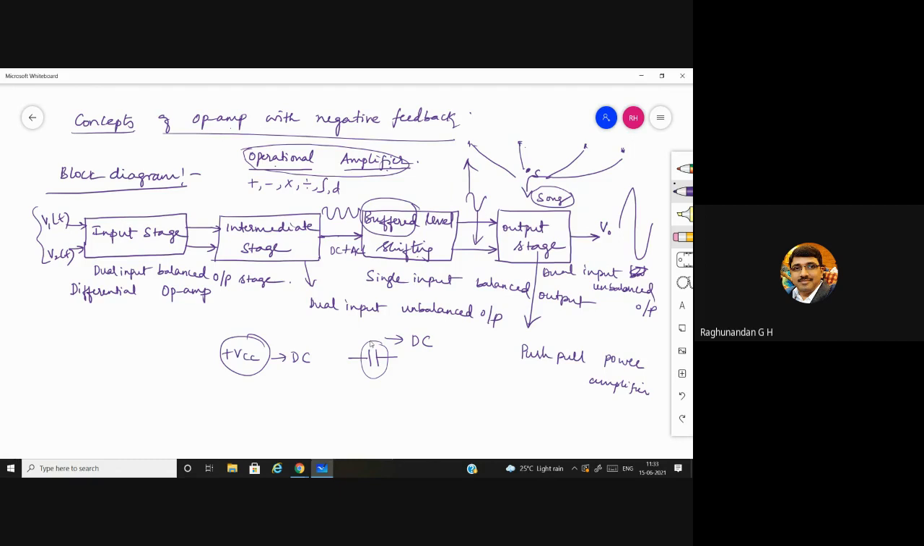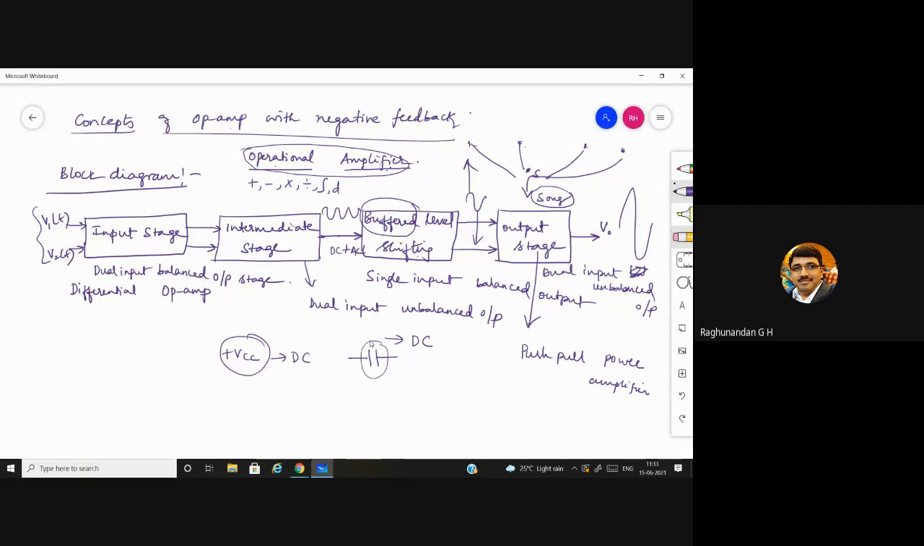differential amplifier, where the given two input signals are going to be subtracted and amplified, and it is passed on to the next stage. This input stage is a dual input balanced output kind of amplifier. Since a single amplifier cannot produce the additional gain which is necessary, an intermediate stage is used to add on the extra gain required.